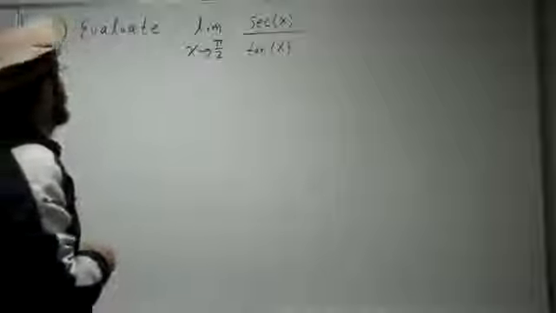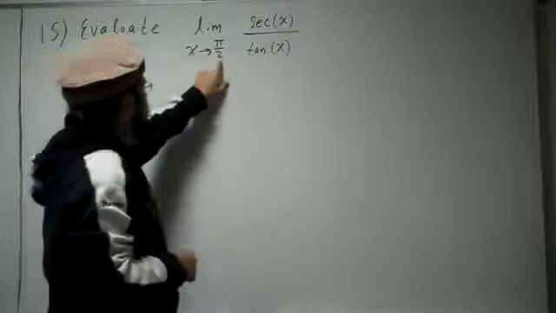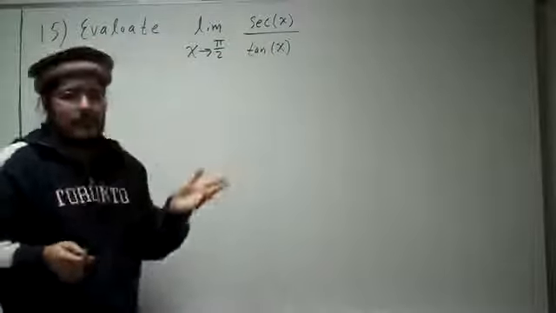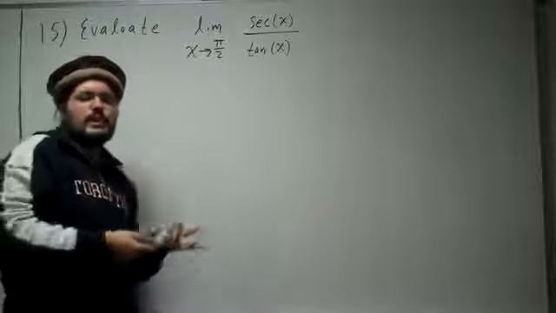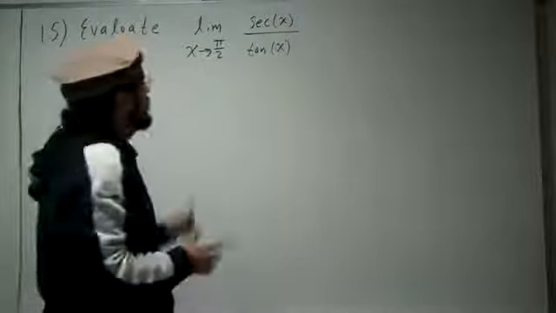Working with problem 15. Problem 15 says evaluate this limit: the limit as x approaches pi over 2 of secant x divided by tangent of x. What I usually do here is always go ahead and plug it in and see if it works. If it doesn't work, that means you've got to do more work. Alright, so let's go ahead and plug it in.